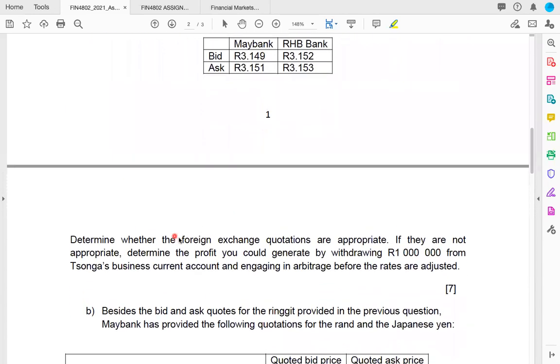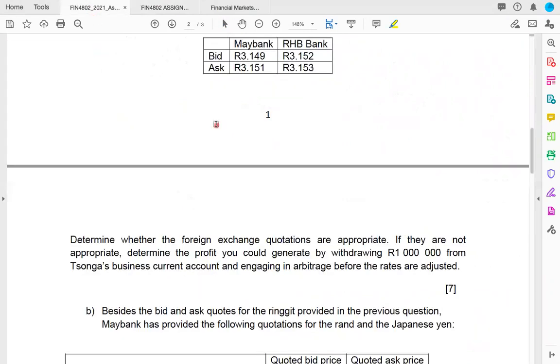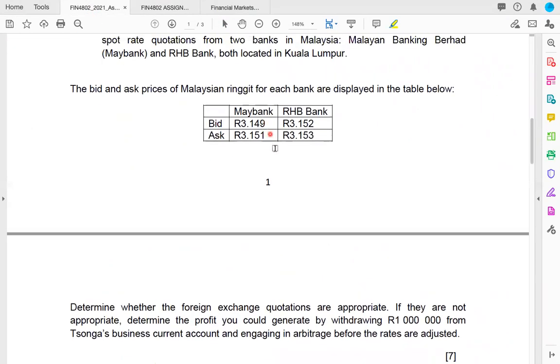So, determine whether the foreign exchange quotations are appropriate. They're not appropriate. Okay, we've seen that, and I do talk about that in the assignment solutions. The foreign exchange quotations are not appropriate and it is possible to profit from locational arbitrage. I've shown you why: you can purchase a Malaysian ringgit for this price and then sell it for that price at RHB Bank and you can make a profit.